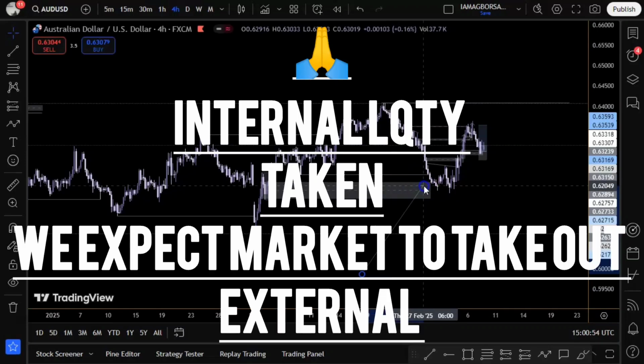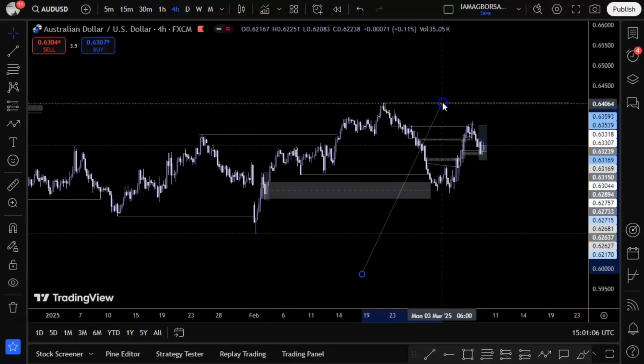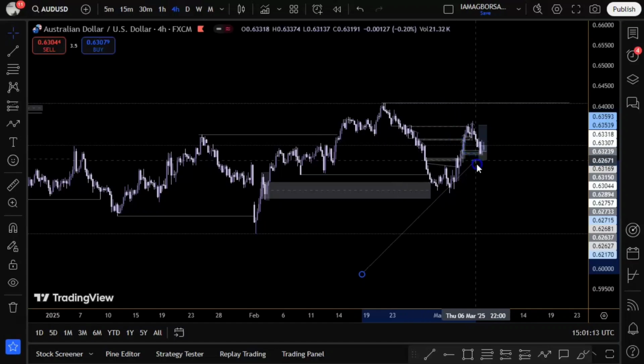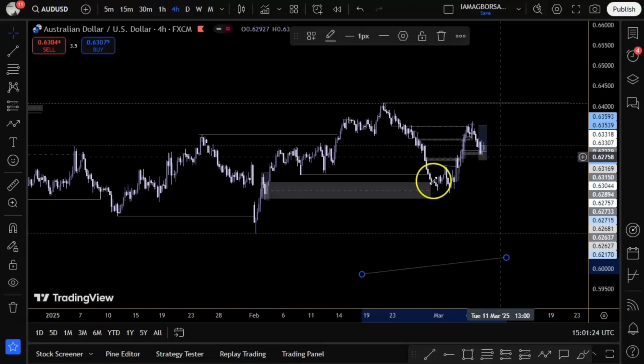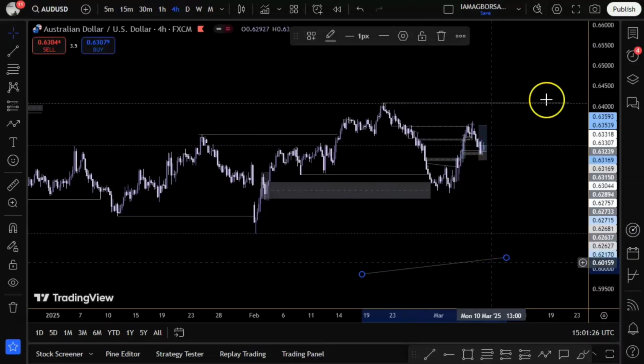Then what are we expecting? External liquidity has been taken, so we're expecting price to go out and take internal liquidity. However, if price doesn't take out external liquidity and come back down, we expect all these to be taken, and we expect a drop of this level, or price still plays around and builds more momentum to push further up.